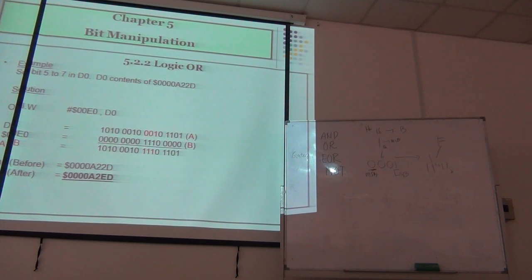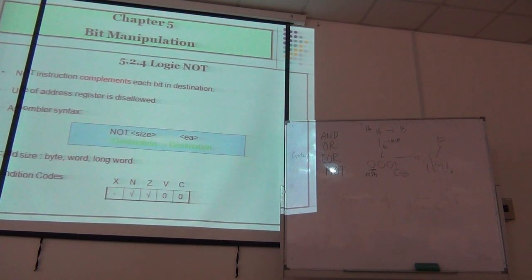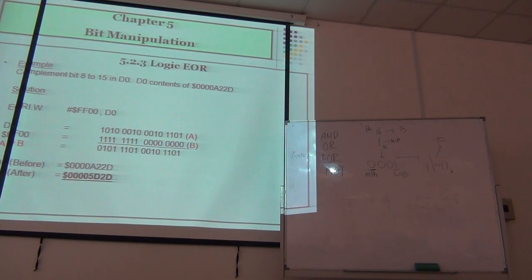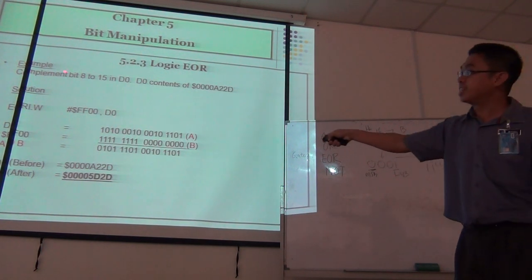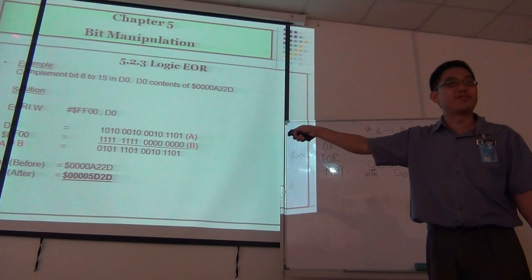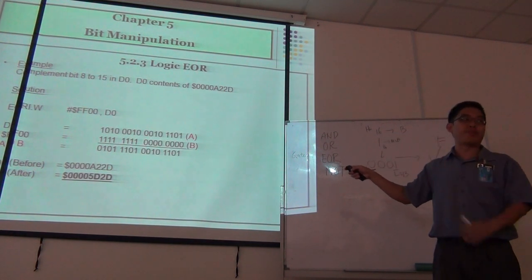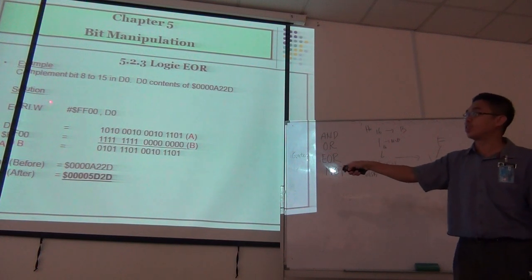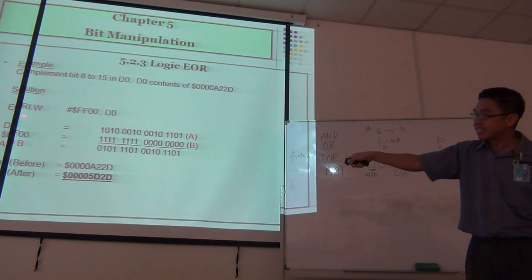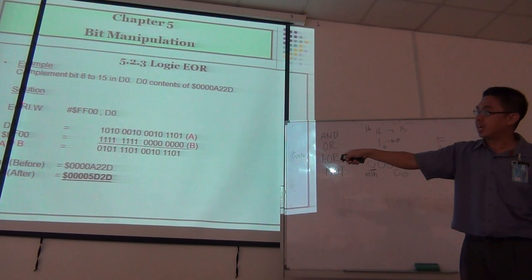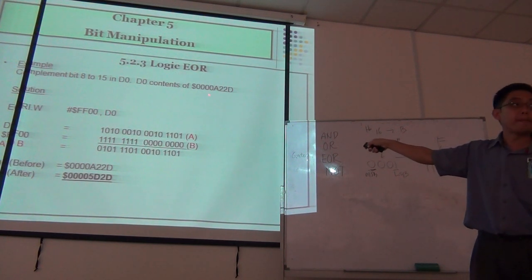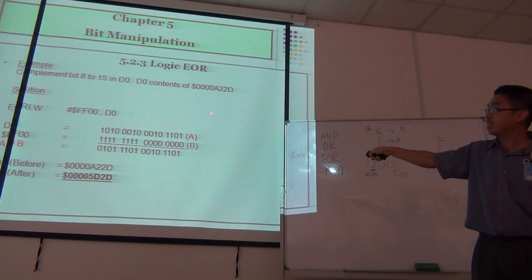Okay? Another one, exclusive OR. Again, this question is quite confusing, but it only asks you for the exclusive OR operation, that's all. So you need to do this exclusive OR operation. This is a number because of the I over here, and this is D0. D0 is given as this one, so you have to convert this one.